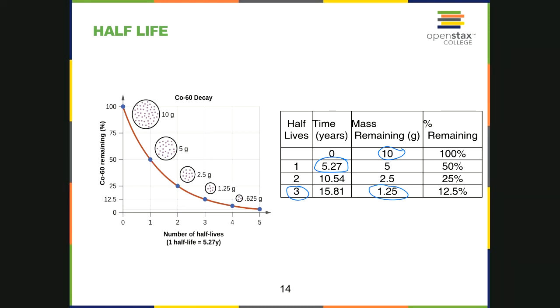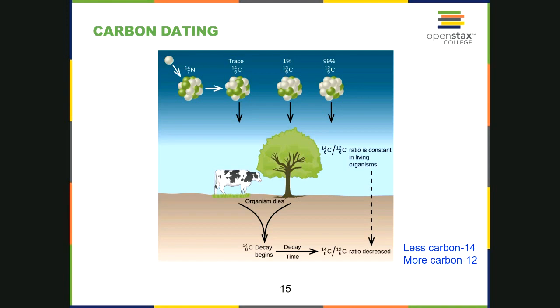Okay, our next slide. This is the application of this whole idea of half-lives. If we have an organism, whether it be an animal or a plant, and it's alive, then the ratio between carbon-14 and carbon-12 is constant. That's what it says there.